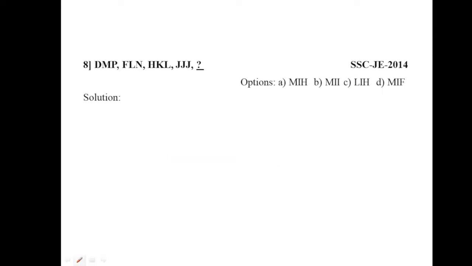So again, when you see this type of question, first you write down DMP, FLN, HKL, JJJ. Next, start numbering it. D is 4, M is 13, P is 16, F is 6, L is 12, N is 14, next H is 8, K is 11, L is 12, next J is 10, J is 10, J is 10.